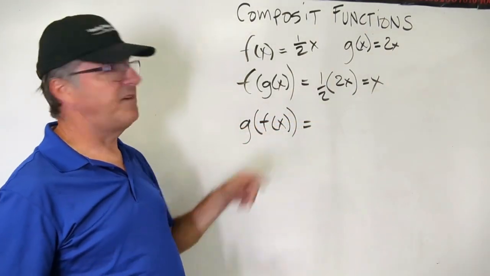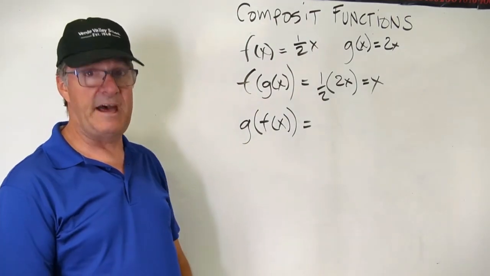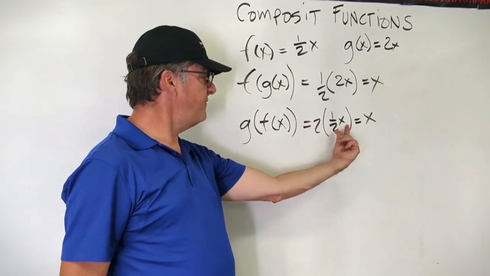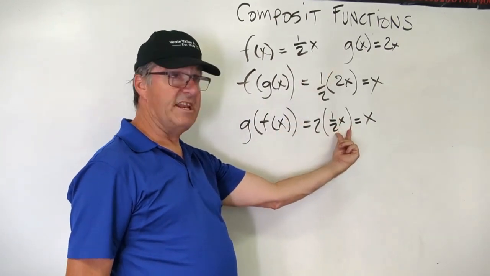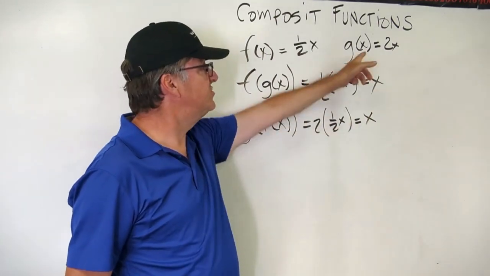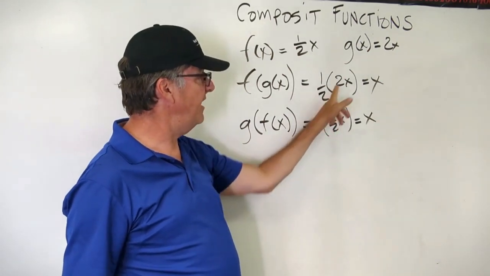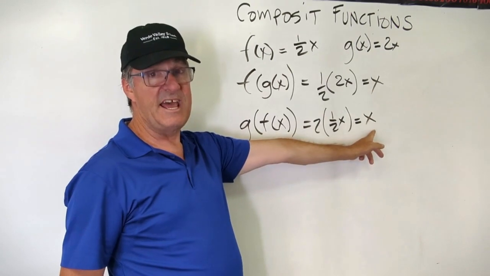Try g of f of x. Just see what you get for that. Pause the video and do that math. Guess what? Same result. Here is my f of x. That's my 1/2 x. I've got that inside. Now I stick that into g of x, which means I multiply it by 2. And 2 times 1/2, just like 1/2 times 2, ends up back at x.